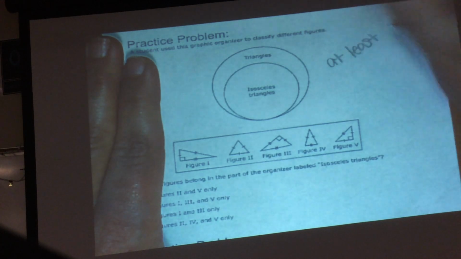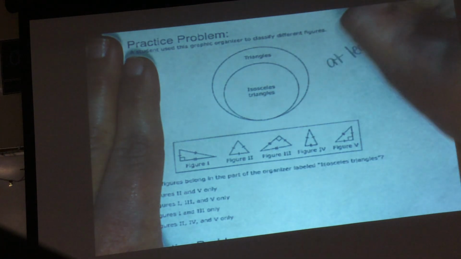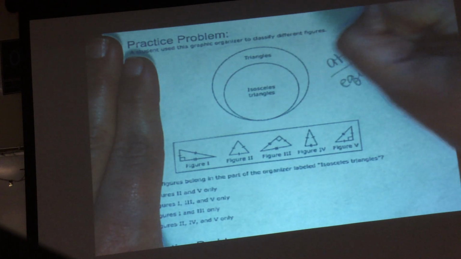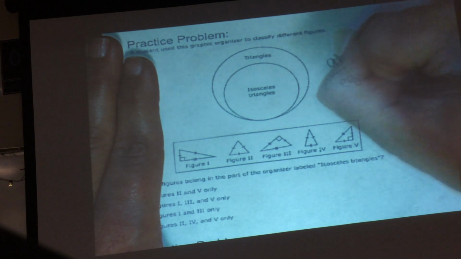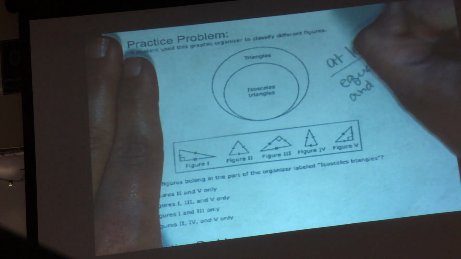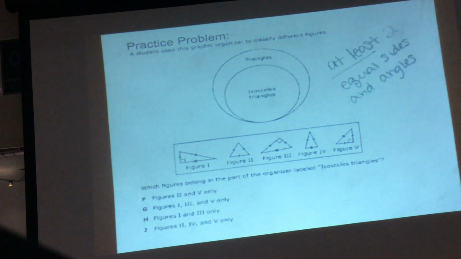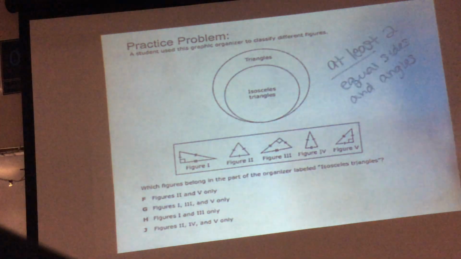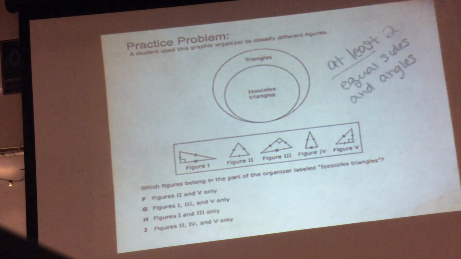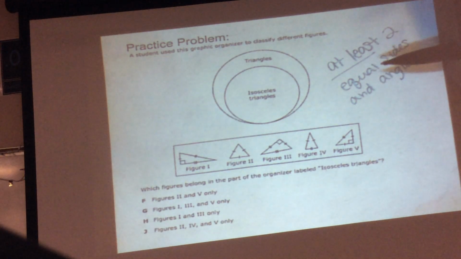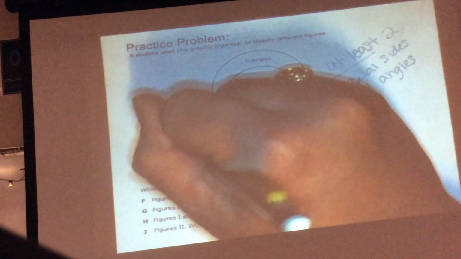Hold on, we're going to write this down first. At least 2 equal sides. Hey, can we please do this one step at a time, please? Okay. Figure 1. How many sides are equal? 0. So what kind of triangle was that? Scalene. So I'm going to put an S above it.